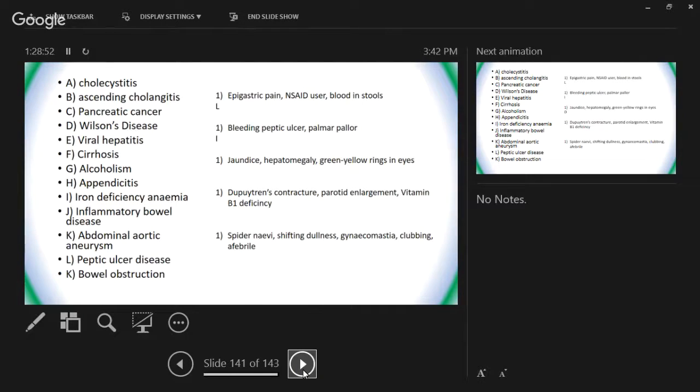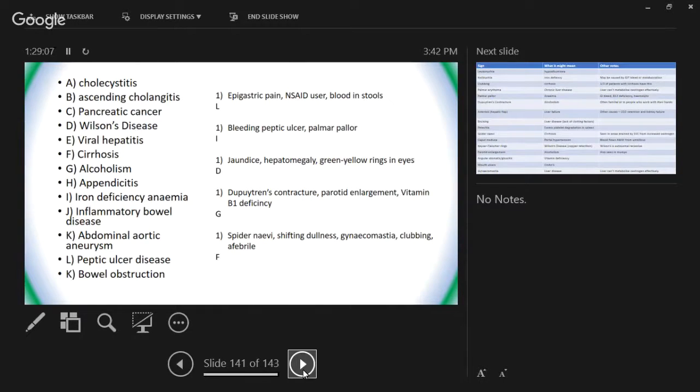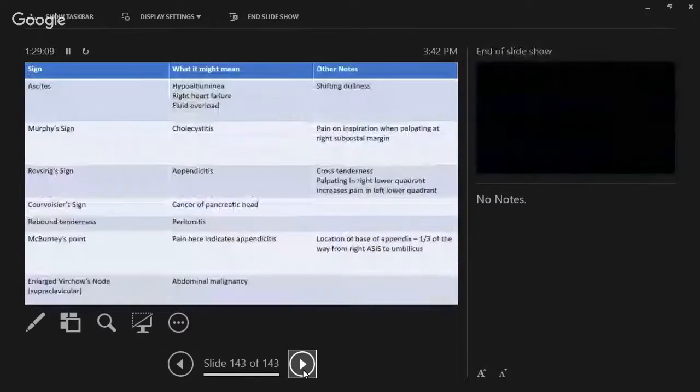Jaundice, hepatomegaly, and yellow-green in the eyes. Well done. Dupuytren's contracture, parotid enlargement, and B1 deficiency. Alcoholism, very good. And the last one, what do we think? Killed it. Well done, guys. That's just a nice little summary of some clinical skills. Thank you very much.